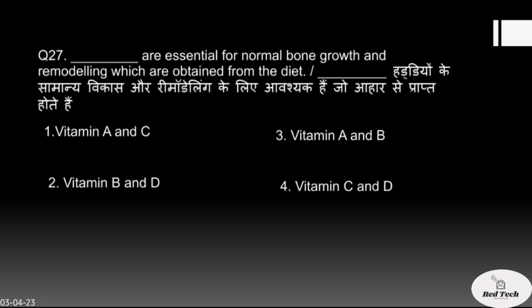Question number 27. What are essential for normal bone growth and remodeling, which are obtained from the diet? We have to tell about the vitamins responsible for the growth and remodeling of the bone. Options are: option 1 vitamin A and C, option 2 vitamin B and D, option 3 vitamin A and B, option 4 vitamin C and vitamin D. The right answer is option number 1, vitamin A and C, responsible for the growth and remodeling of the bone.